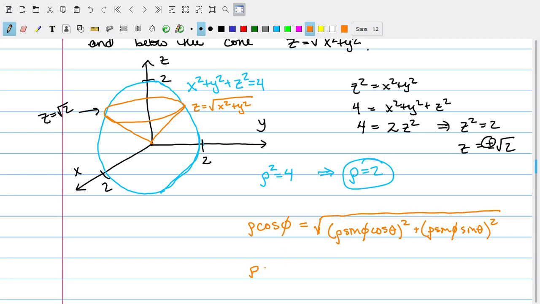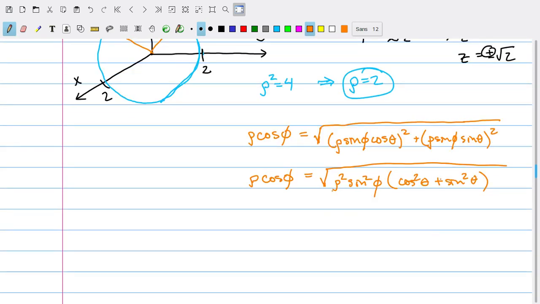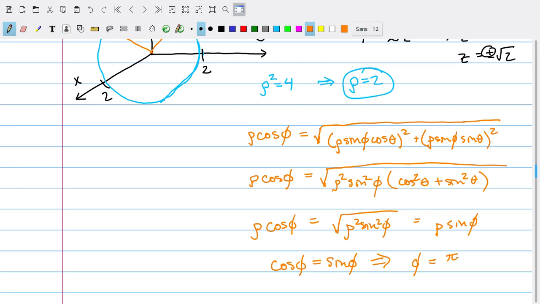If I simplify this, I get rho times cosine of phi is equal to rho squared times sine squared of phi times the quantity cosine squared of theta plus sine squared of theta. And if I remember that sine squared plus cosine squared equals 1, this just gives me the equation rho times cosine of phi is equal to the square root of rho squared times sine squared, which of course is just rho times sine. So I end up with in the end that cosine of phi has to be sine of phi. This is exactly when tangent of phi is equal to 1, or when phi is equal to pi over 4.